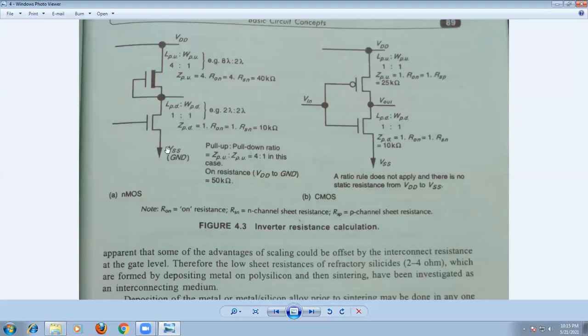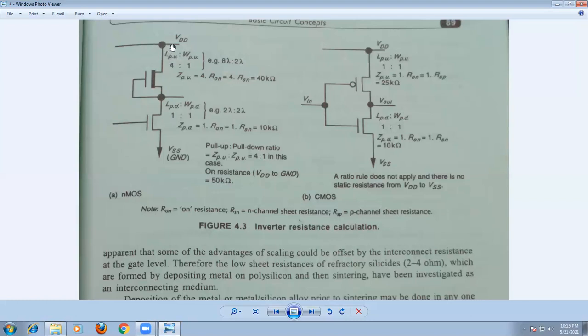For this case, just observe the circuit schematic. It consists of Z pull up and Z pull down. This 4:1 indicates L pull up to W pull up. Only this 4:1 belongs to the pull up transistor. So that is L pull up and this is W pull up. Similarly, this 1:1 belongs only to the pull down transistor. So that is L pull down to W pull down. So it is 1:1, right?